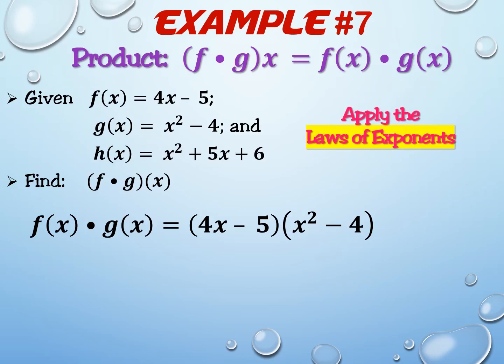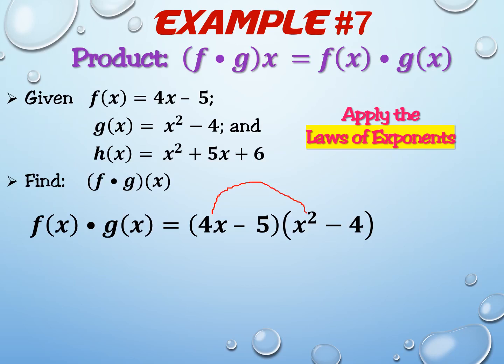For that, we simply multiply the numerical coefficients, and for the literal coefficients, if they have the same variable, we simply add the exponents. But if the variables are different, we simply copy them. Here you can also apply either the FOIL method or the distributive property. So let's apply the FOIL method. I know you are familiar with that. Let's have the first term multiplied by the first term, so you will have 4x times x squared.